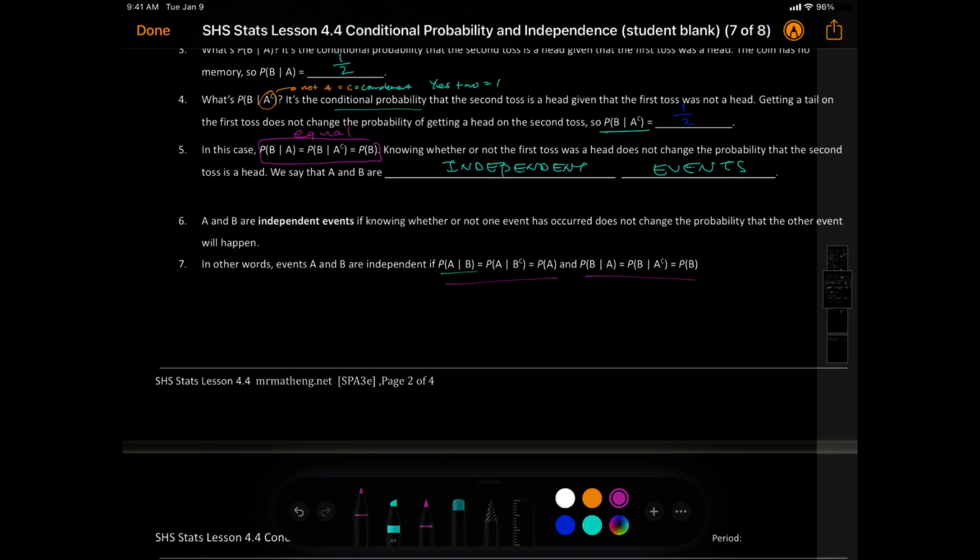Kind of confusing, but basically you just want to know if the probabilities are equal. If they're equal, then they are independent. Okay? Let's go ahead and do an example, and this should make more sense.